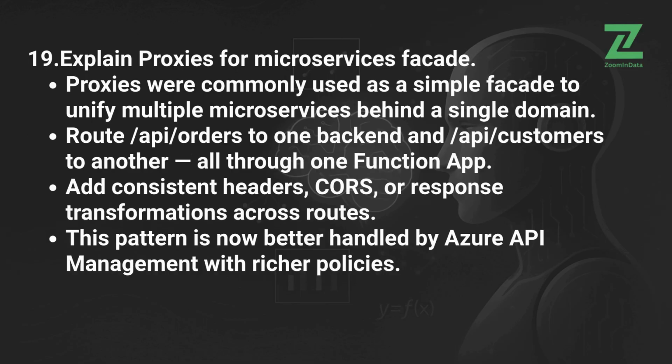Explain proxies for microservices facade. Proxies were commonly used as a simple facade to unify multiple microservices behind a single domain. Route /api/orders to one backend and /api/customers to another, all through one function app. Add consistent headers, CORS, or response transformations across routes. This pattern is now better handled by Azure API Management with richer policies.